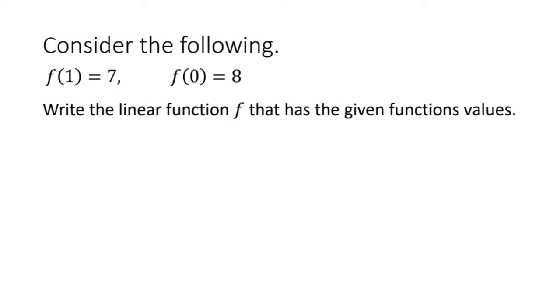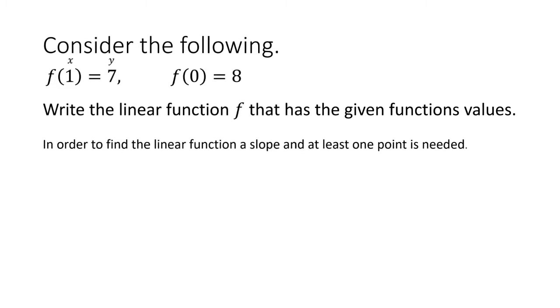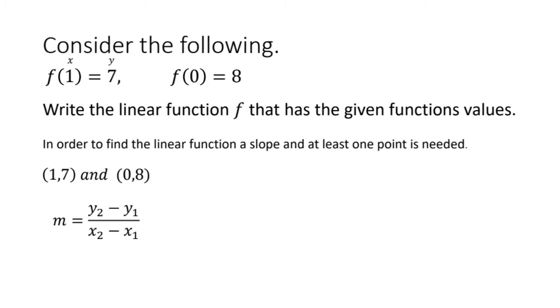In these two function values, they're giving us 2 points. Here, f(1) means that my input, or my x value, is 1, and when my x value is 1, my y value is 7. So this is a point here, (1, 7). This other function value here is another point. When my x value is 0, my y value is 8. So what I can do is use my slope formula to find the slope first. Okay, so let's go ahead and do that.